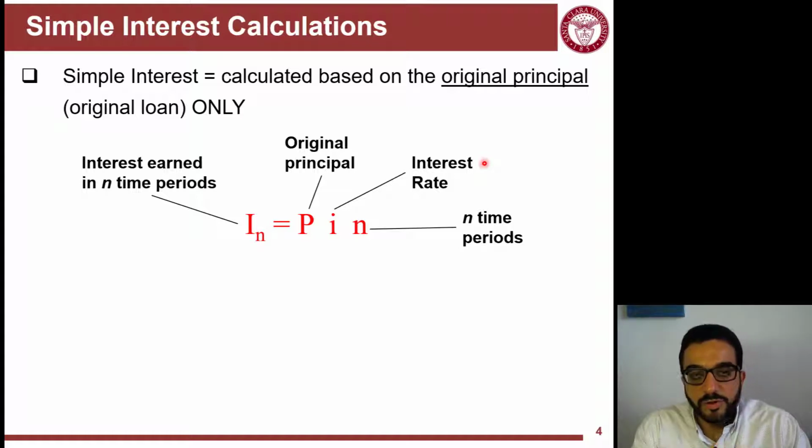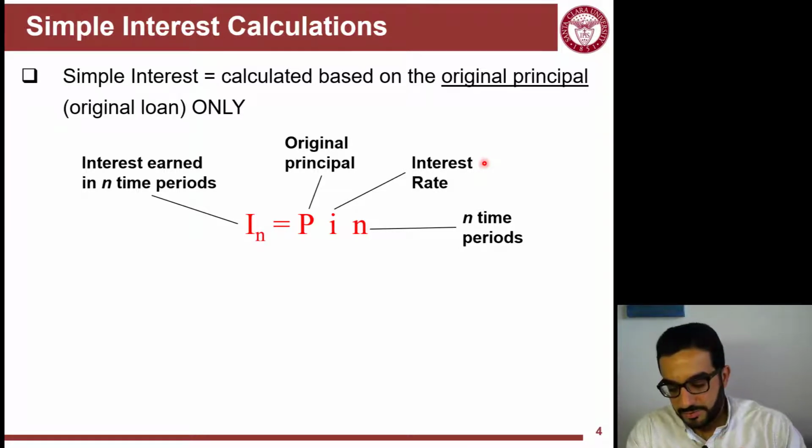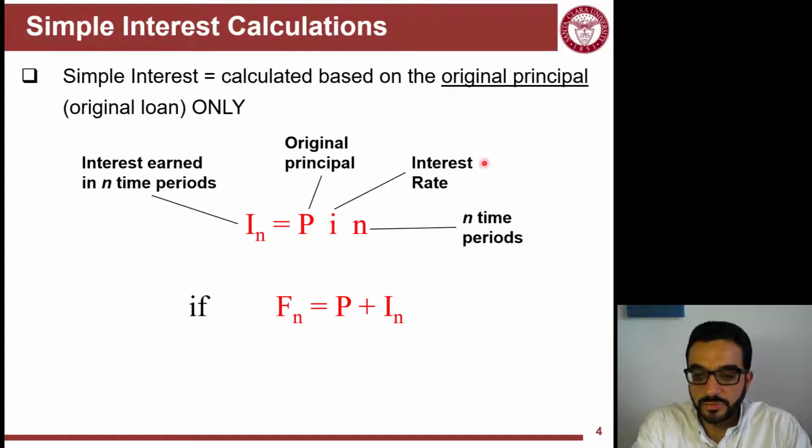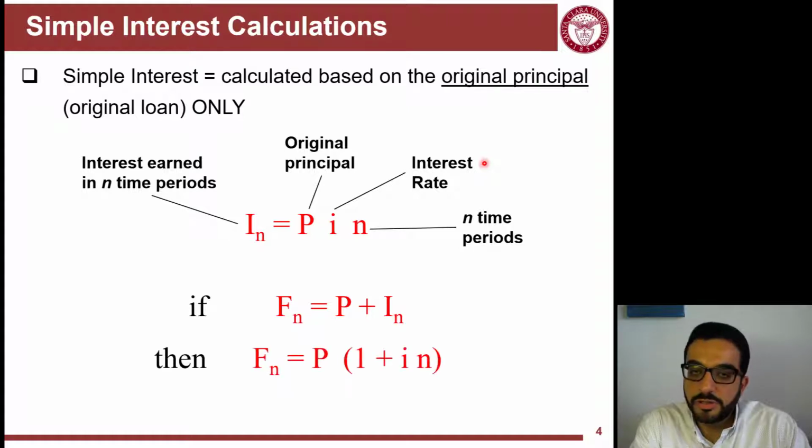So it's 2% per year, so every time period here is the year. Every time period I earn P times i, so I earn 5% of $100 per year. Now if I have 5 years, I multiply by n. So that's the I_N. So if F is equal to P plus I_N, plug in I_N now, and we'll find that your F_n, the future value after n number of time periods, is equal to P times (1 plus i n).